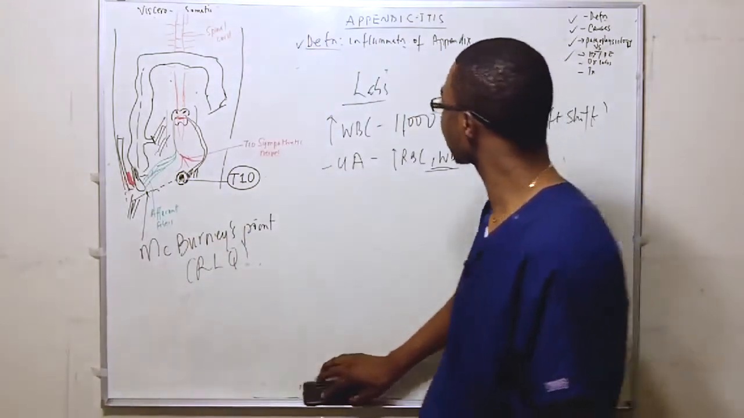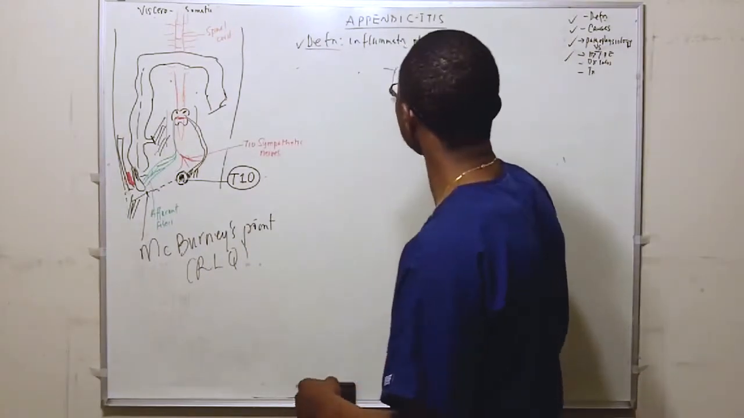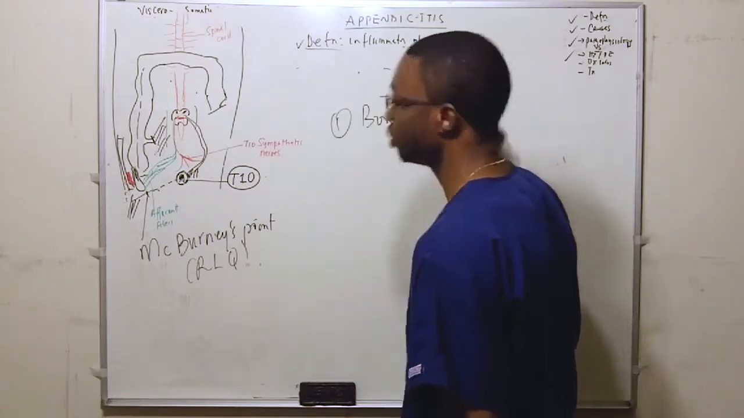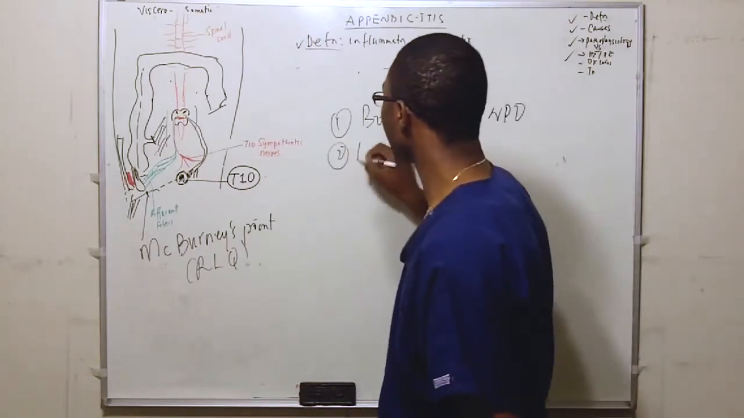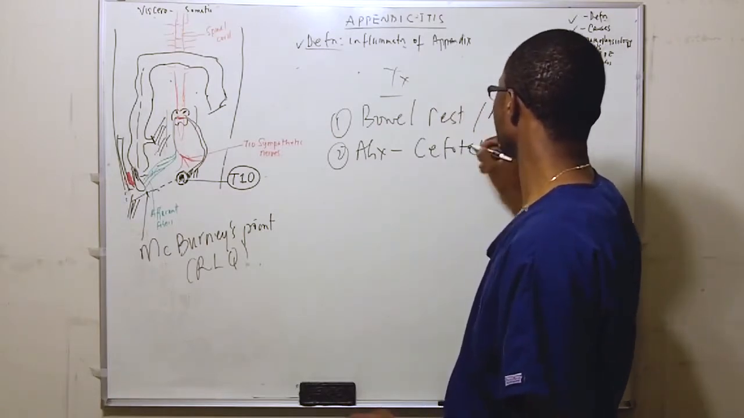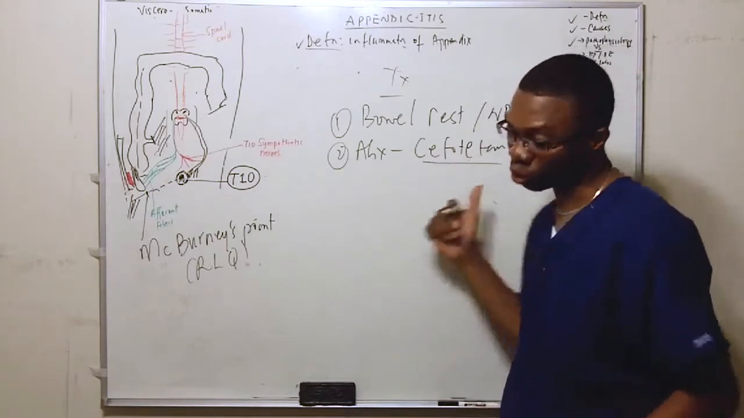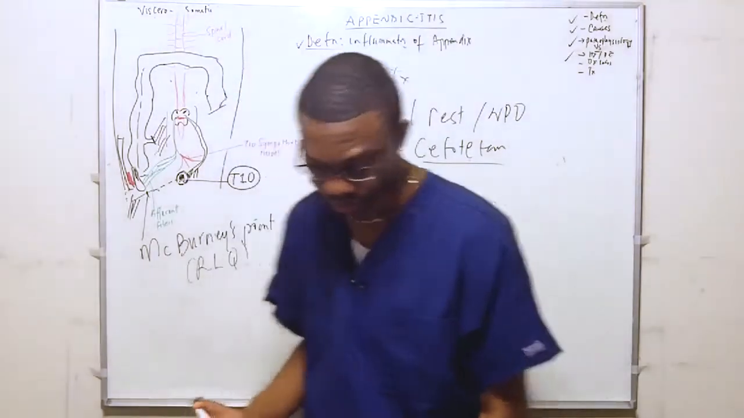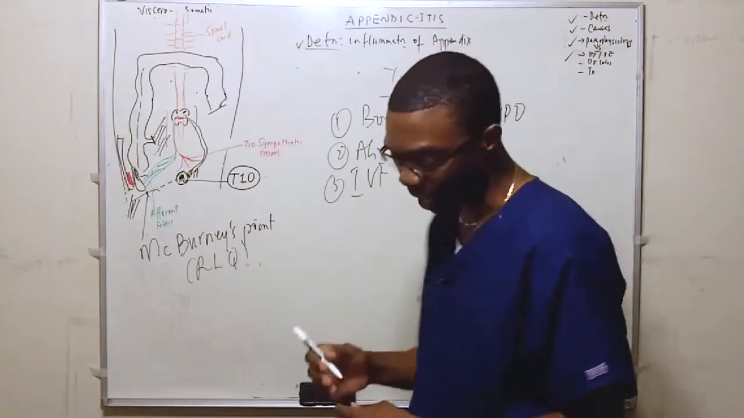So treatment-wise, how do we treat this patient? You want to have bowel rest, right? You want to keep the bowel from eating. NPO, they're not eating anything. You give them antibiotics. The antibiotic we give is cefoxitin. That's what you want to give them for antibiotics. Also, you want to give them a lot of fluids. IV fluids, bowel rest, antibiotics.